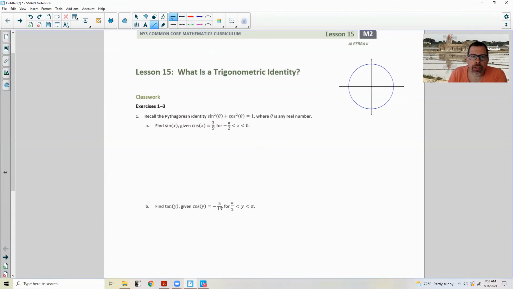So a lot of times it's a good idea to just try to picture what it's giving us. And if we are between 0 and negative pi over 2, we are in this region right here. We're between here and here. So our answer is going to be in the fourth quadrant because that's our domain restriction.